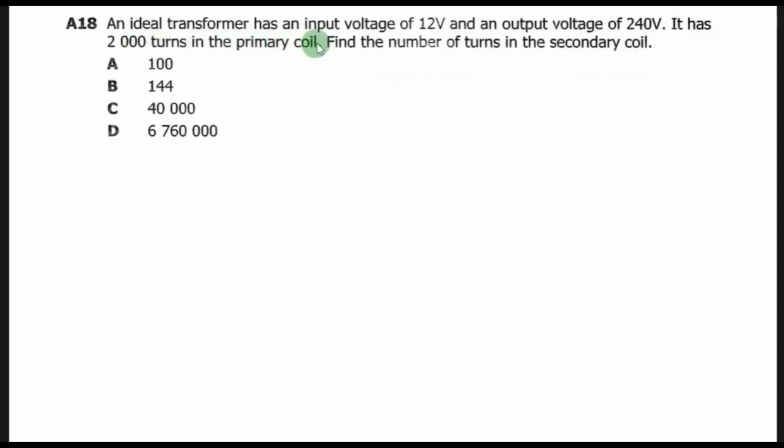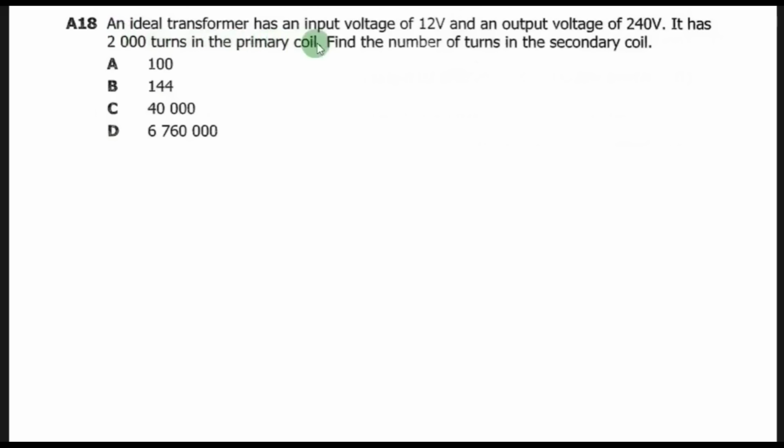If they say an ideal transformer has an input voltage of 12 volts, this input voltage should go in the primary coil. So where there's V primary, we put 12, over an output voltage of 240 volts. The output is for the secondary, so we have 240, equal to it has 2000 turns in the primary coil. So in the primary coil we have 2000 turns, over, find the number of turns in the secondary coil. We don't know, so write NS.